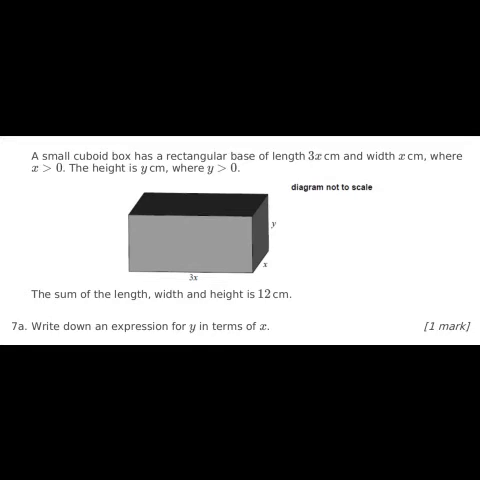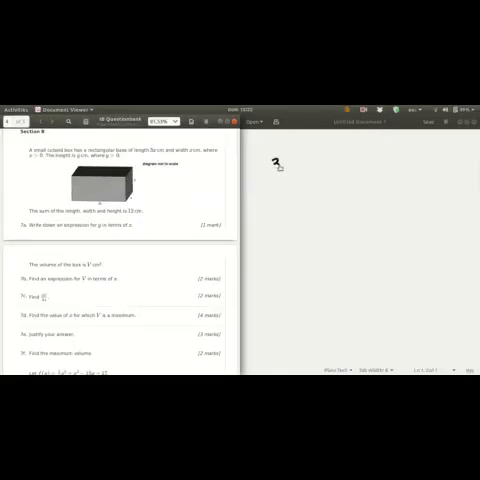For this problem, we know that 3x plus x plus y is equal to 12. Combining like terms and solving for y, we can clearly see that y is equal to 12 minus 4x.